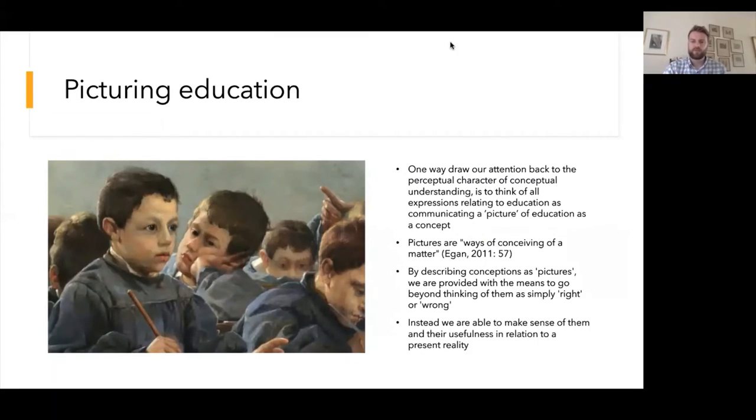So how can we look up from the page? Well, one way to draw our attention back to the perceptual character of conceptual understanding is to think of all expressions relating to education as communicating simply a picture of it as a concept. The word picture occurs throughout the Philosophical Investigations. And according to David Egan, although the word picture has multiple meanings, some as simple as referring to a portrait or a drawing, others are mostly ways of conceiving a matter. So any expression, proposition, or statement relating to education could be taken as a picture.